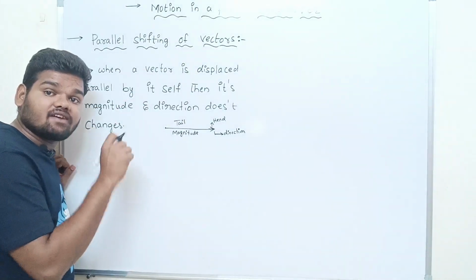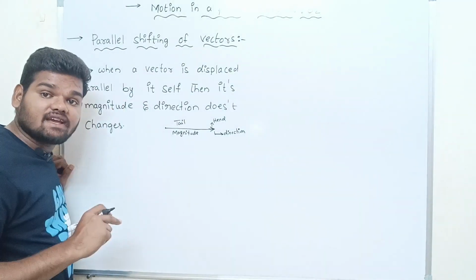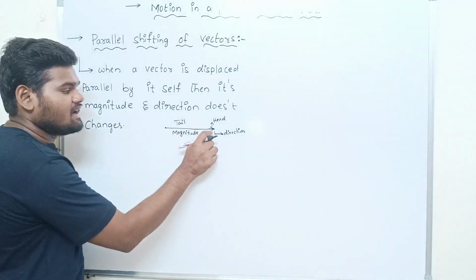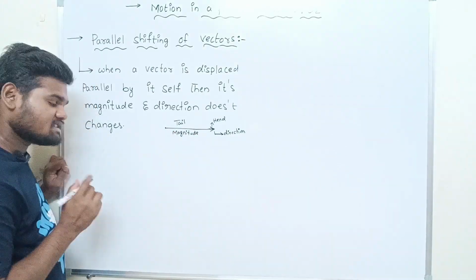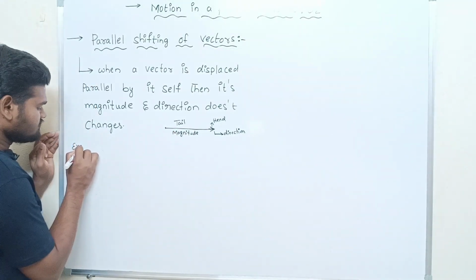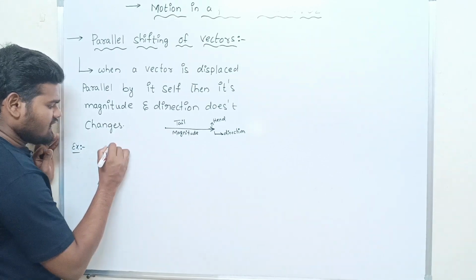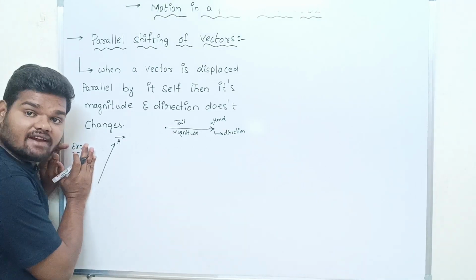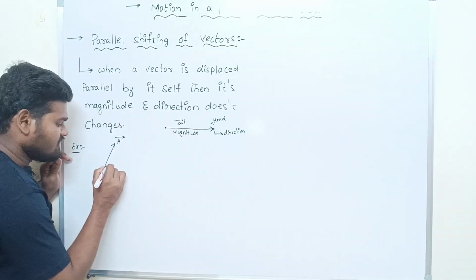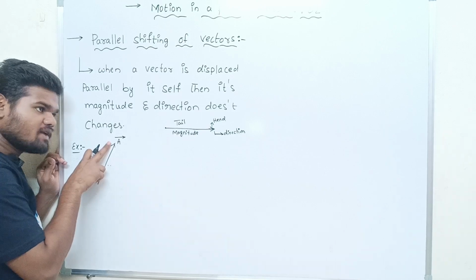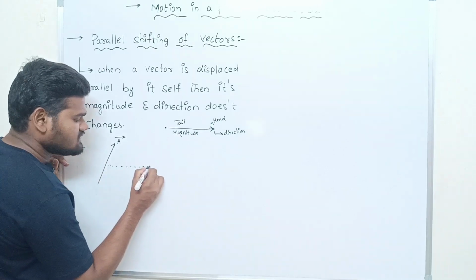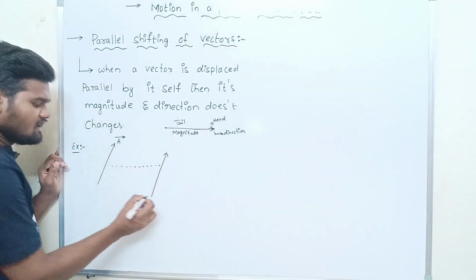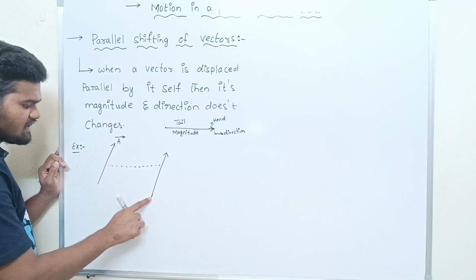According to this concept, what is parallel shifting of vectors? Whenever a vector is displaced by itself, its direction and magnitude do not change. Let us see one example. I'm taking a vector a bar, and the vector is like this. This a bar vector is displaced by itself. Initially the position of vector a bar is this, and after some time it is displaced by itself, and this is the new position of the vector a bar.